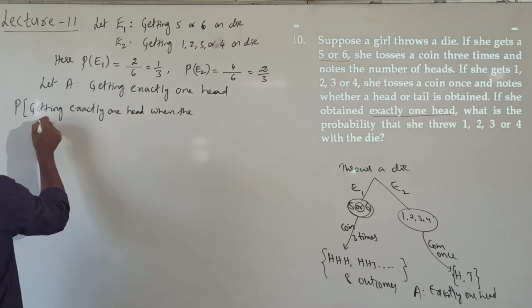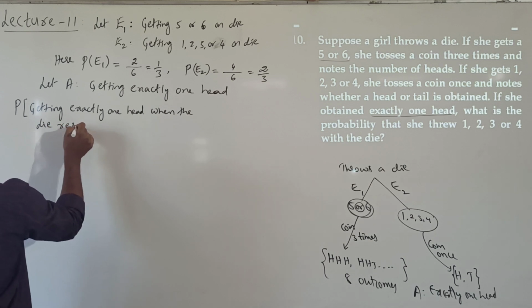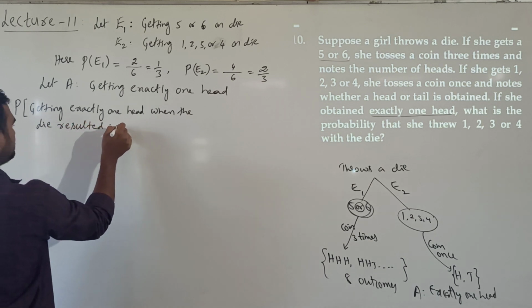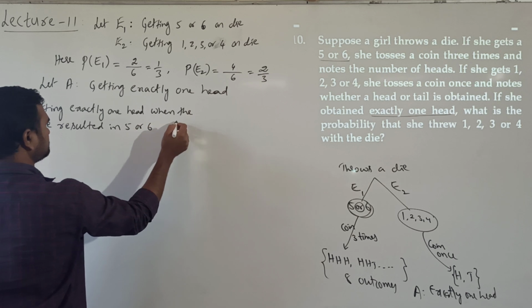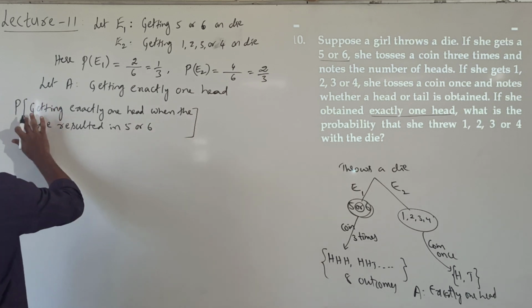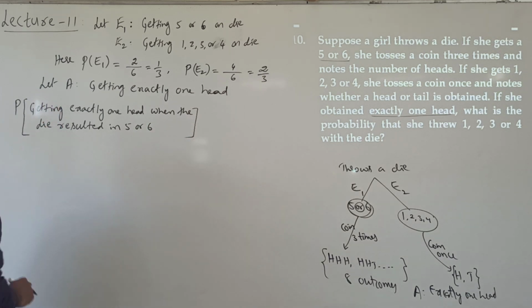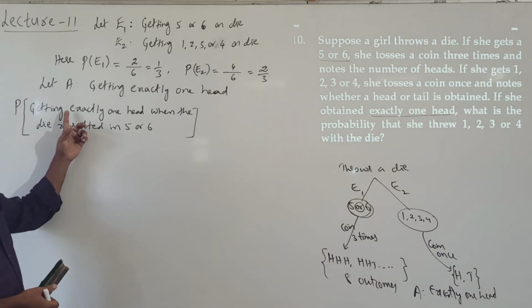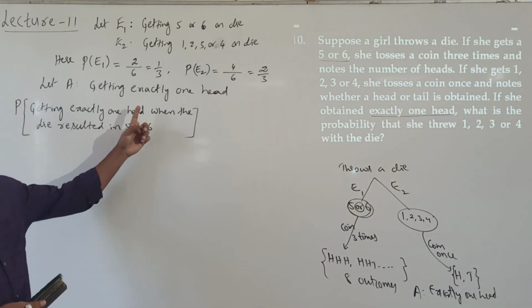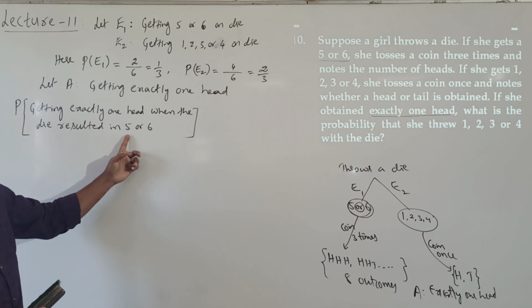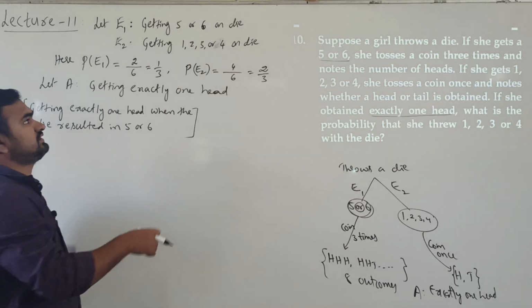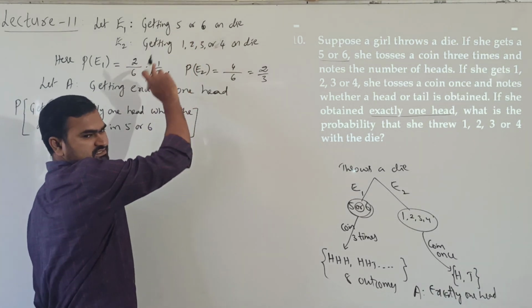When the die resulted in 5 or 6. What is the notation I can add here? Probability of getting exactly one head when the die resulted in 5 or 6 means we already know that the die is giving 5 or 6.